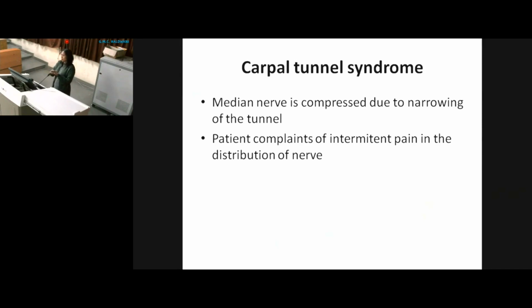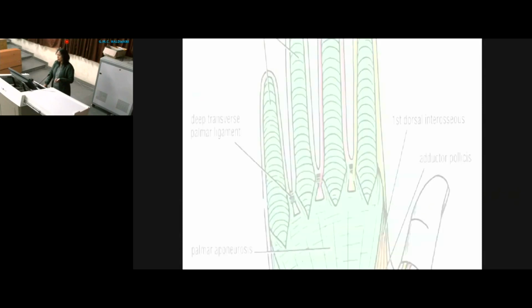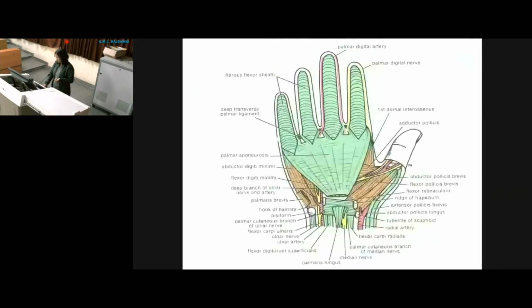on the palmar side, and also because of the irritation of the nerve, muscle weakness may be found, because it supplies the muscles of the hand, especially on the lateral side. So again, this is the picture to show the flexor retinaculum. This is the flexor retinaculum.